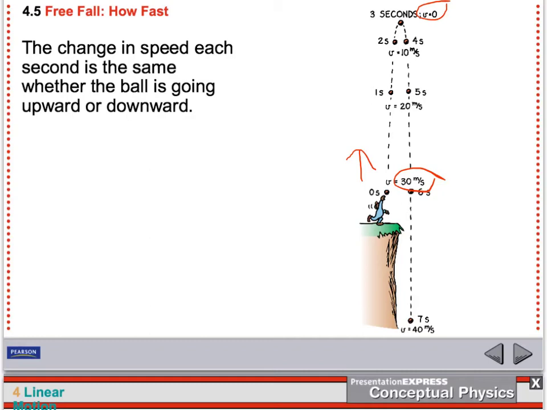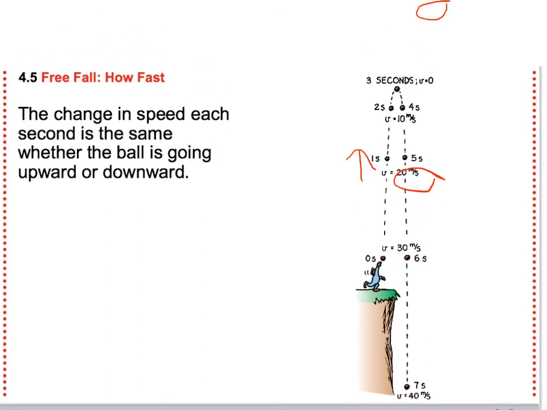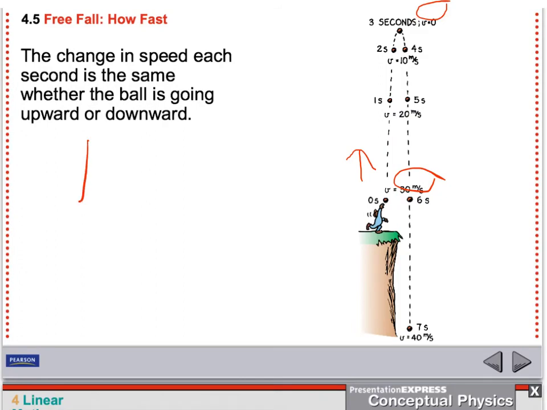Hopefully here, you've noticed that while the speed increases and decreases at a steady pace, every second it gains or loses 10 meters a second, the distances are not staying steady. And that leads us to our next question, where we're not going to ask how fast something's going after a certain amount of time, but how far has it traveled, or how far will it travel after a certain amount of time.